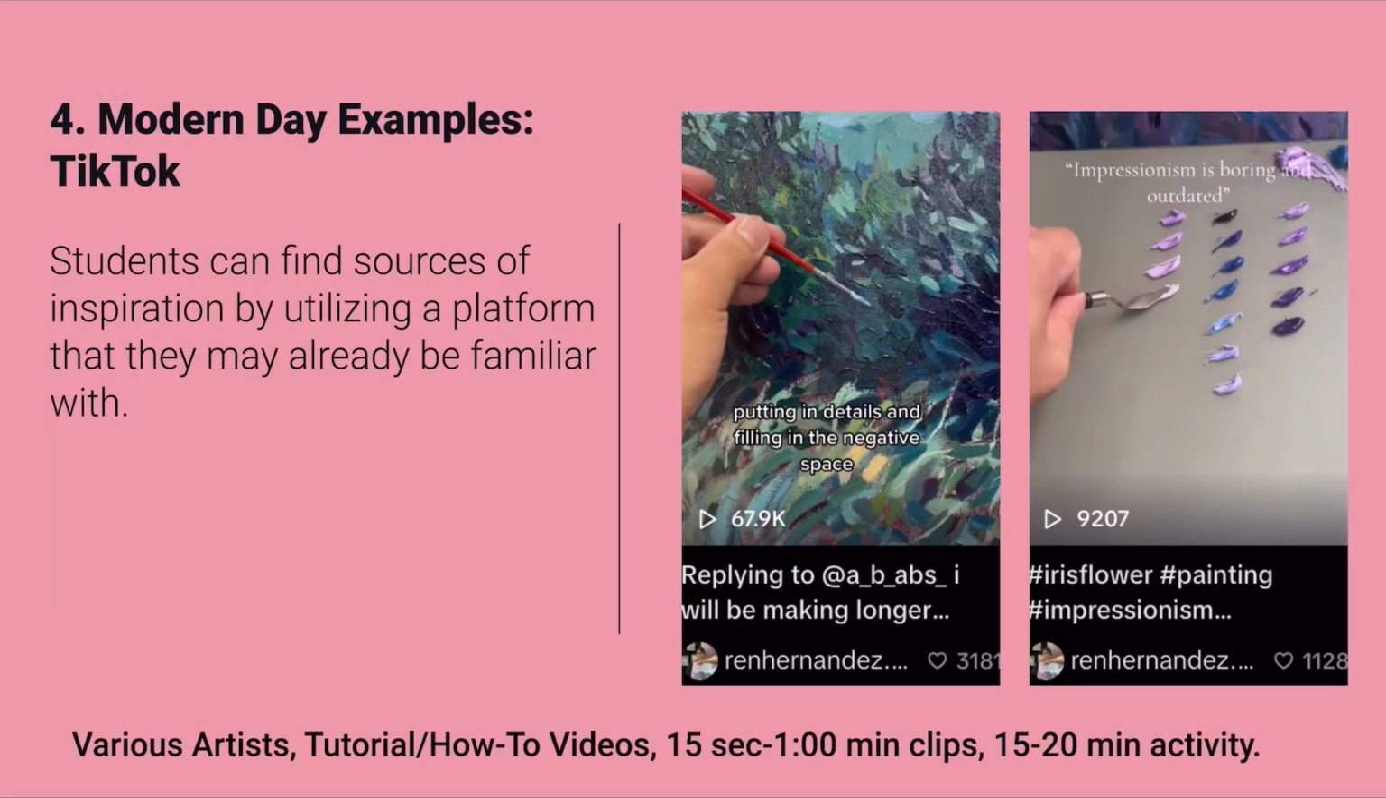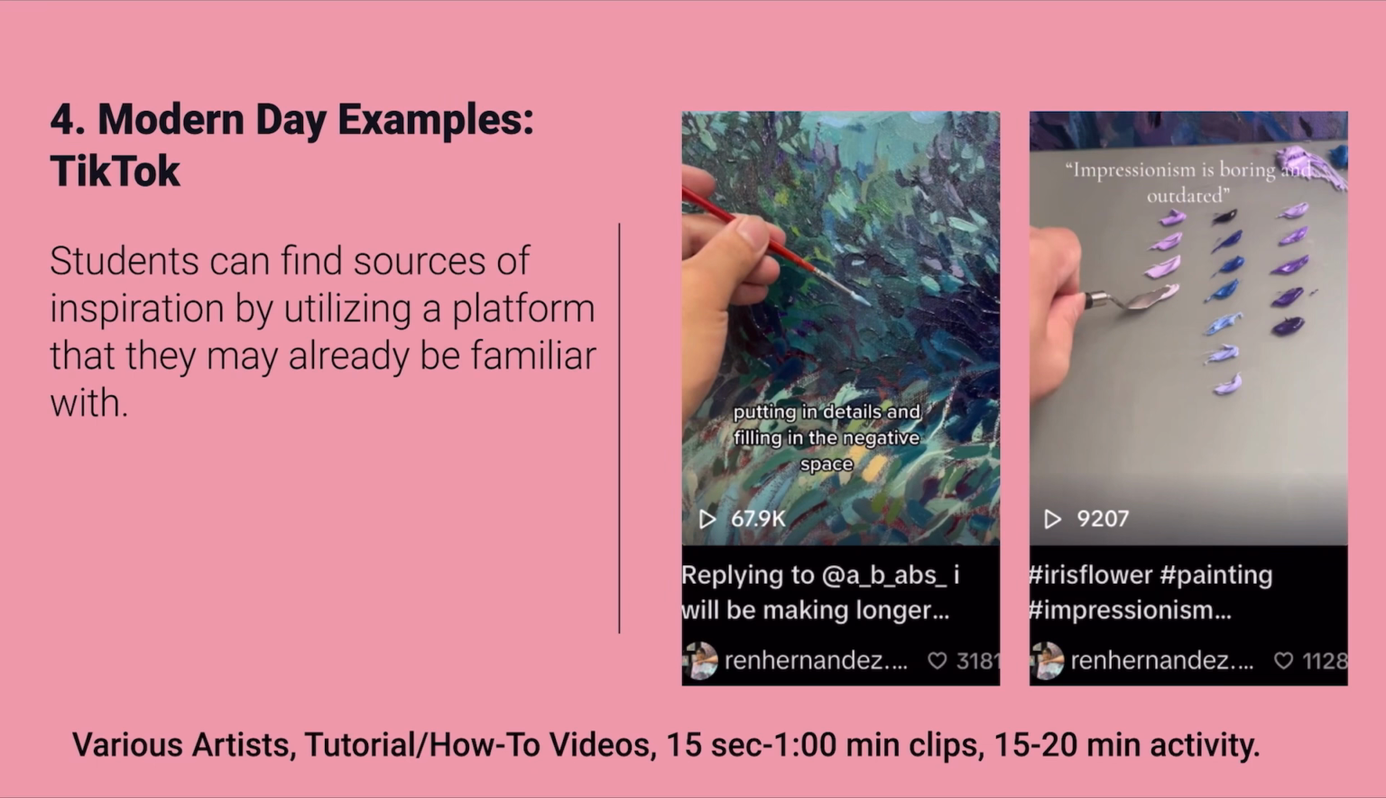My fourth source consists of allowing my students to obtain modern day examples from websites that they're already familiar with, such as TikTok. I think that students can find sources of inspiration by utilizing platforms that they're already familiar with. And again, it gives them a sense of agency when it comes to the content that they're choosing to engage with, because it stands out to them. They might like the particular artist and how they're teaching them.